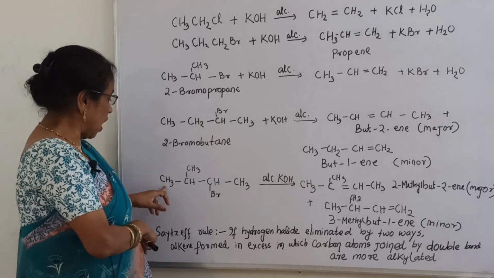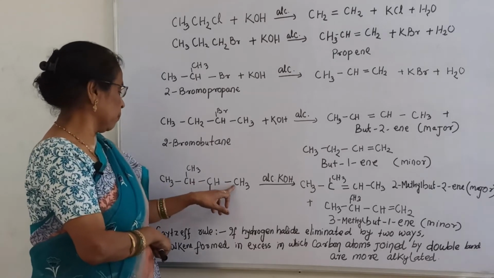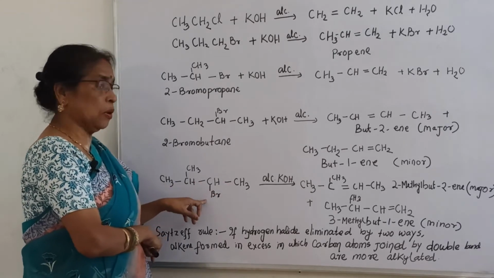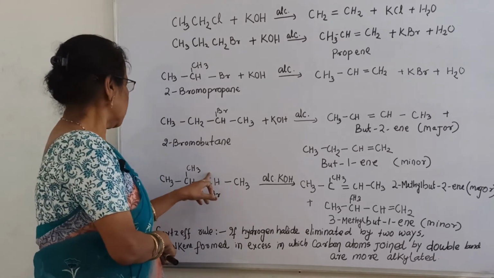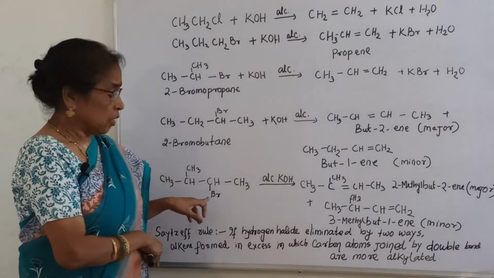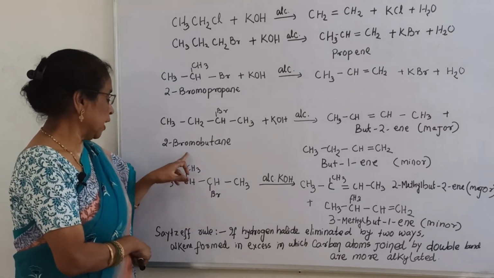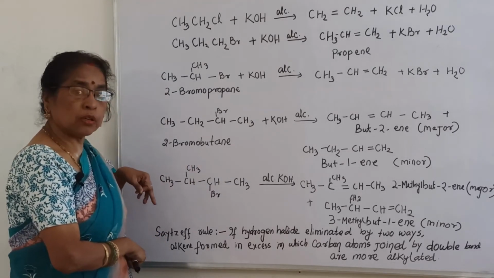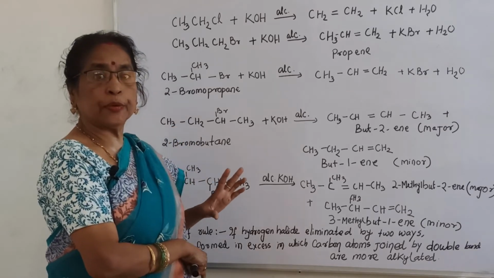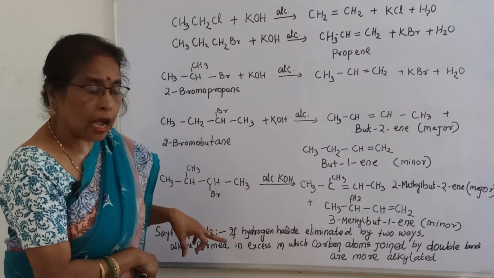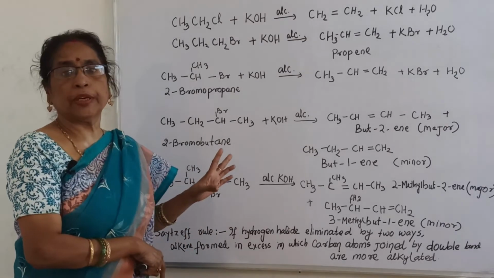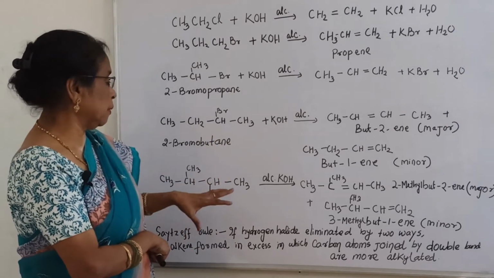Next, numbering 1, 2, 3, 4, bromine is near this carbon. 2-bromo, 3-methyl, and the longest chain of 4 carbons is butane. Again, 2-bromo, 3-methyl, and the long chain butane: 2-bromo-3-methylbutane.